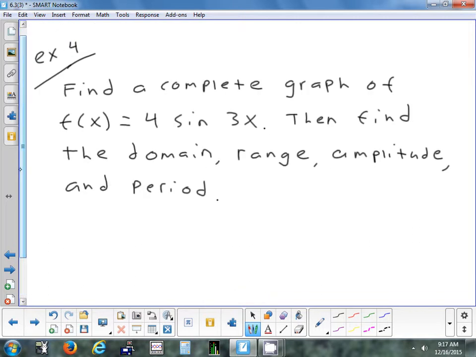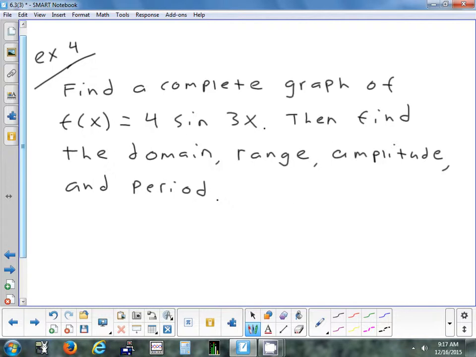What do you do when there are no parentheses? When there are no parentheses? All right, so let's make sure people know. What's the 3 here? What is that 3 going to do? That's a period change. And what about the 4? That's a vertical stretch. Okay?